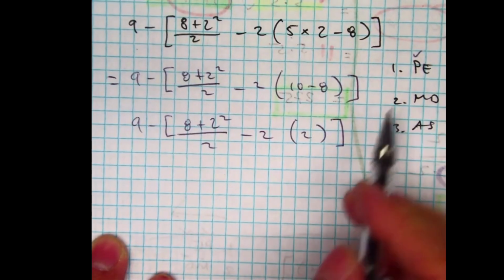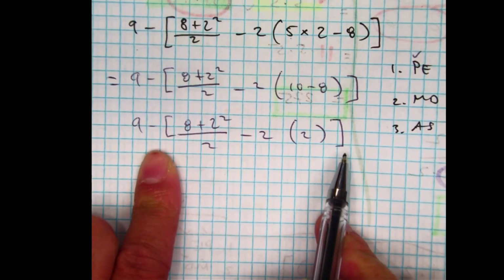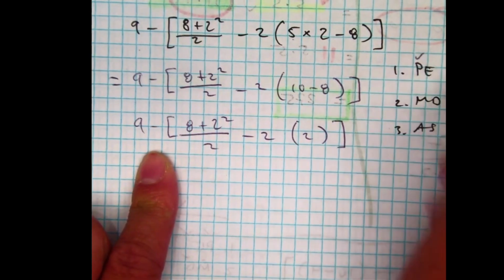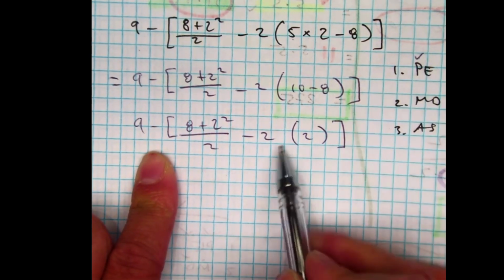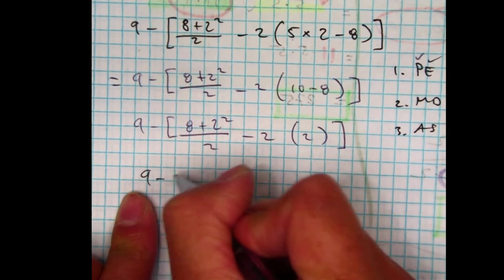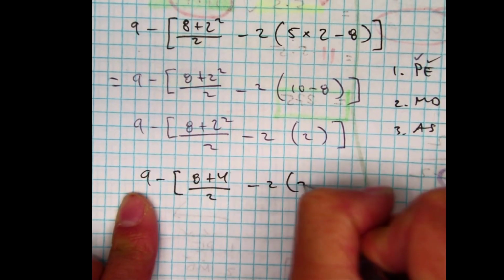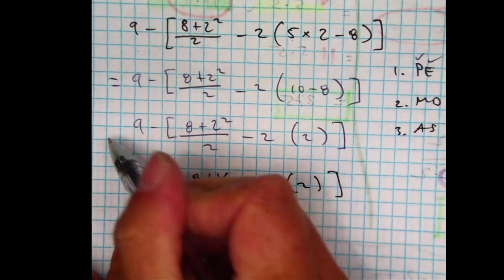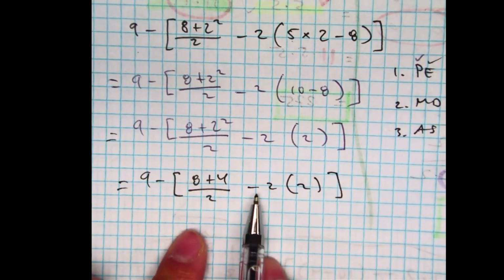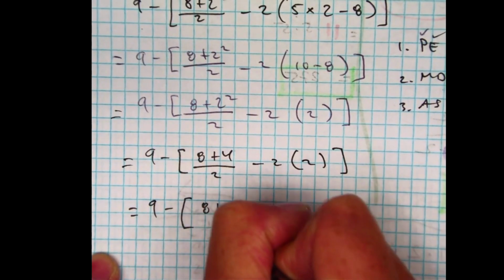And then the next thing I'm going to do is I'm still inside my bracket here. Okay, now inside this big old bracket, I'm going to go back and do PEMDAS again. So that means there's no more parentheses now. You can't simplify anything here. You can do the exponent. So there's my exponent. 9 minus 8 plus 4 divided by 2 minus 2 times 2. Okay, there's no more exponents. Now I'm going to do multiplication. There's the multiplication. This is negative 2 times 2, which is how much? A negative 4.